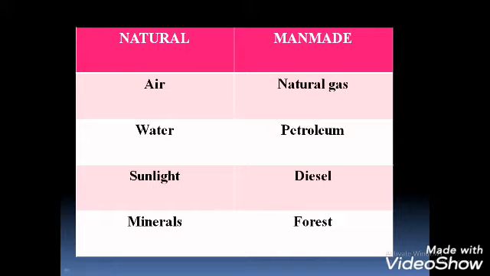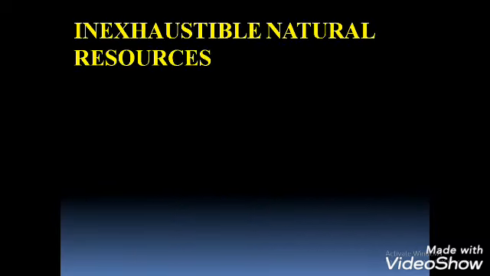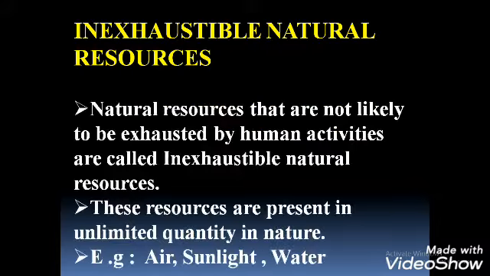Does this list include air, water, soil and minerals? Yes, since all these are obtained from nature, they are called what? Natural resources. Air, water, sunlight and minerals are natural resources. Can air, water and soil be exhausted by human activities? You have already studied about water in class 7. Is water a limitless resource? No. In the light of the availability of various resources in nature, natural resources can be broadly classified into two kinds. Which are they? Yes, inexhaustible natural resources and exhaustible natural resources.